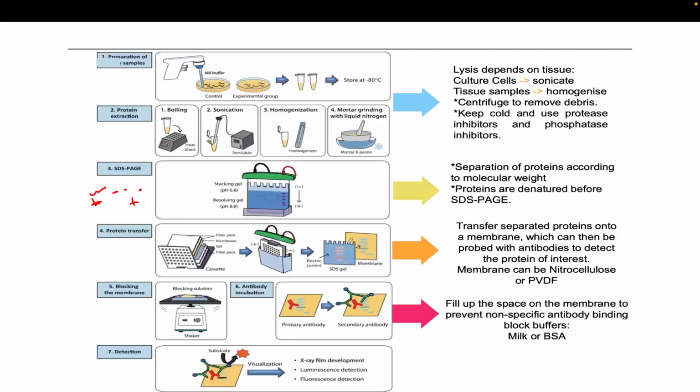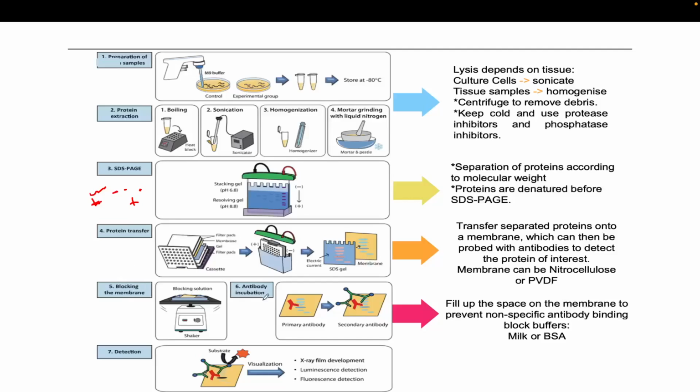After transfer onto the membrane, you have to perform blocking. We do blocking because the membrane has different spaces where the antibody can bind non-specifically. To inhibit that kind of binding, we perform the blocking.